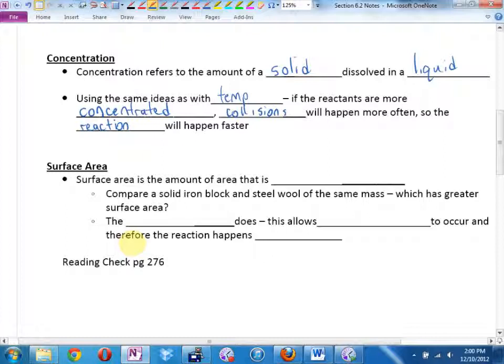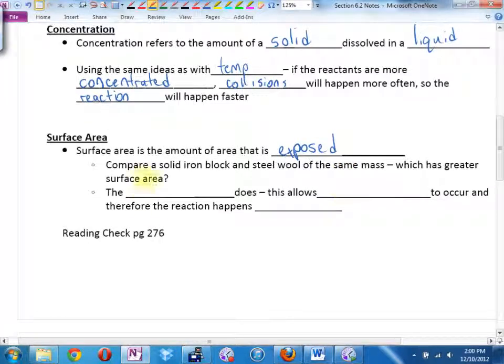Surface area. So surface area is the amount of area that's exposed. So if you have a solid iron block and some steel wool, what has the greatest surface area? Well, the steel wool has all those holes. There's way more surface that's exposed. That's why steel wool would rust way faster than a solid iron block. The solid iron block, the outside of the block will rust, but the inside, oxygen can't get to. It'll stay pristine, where the surface area of the steel wool is such that it'll rust very, very fast.